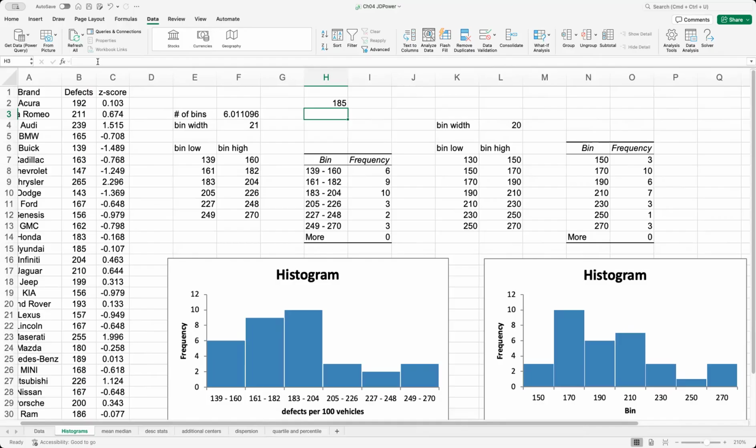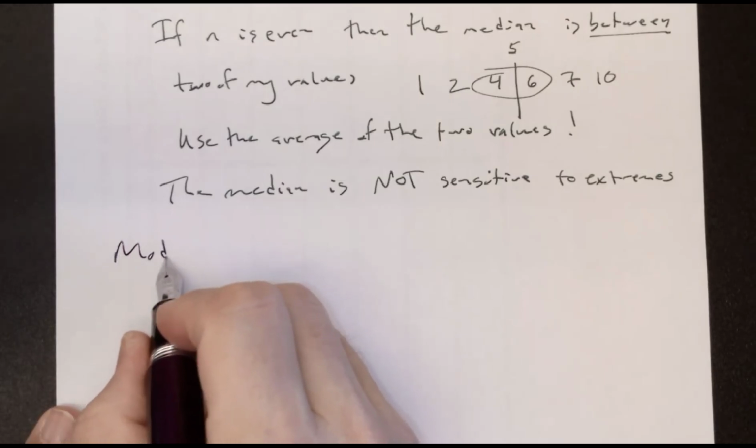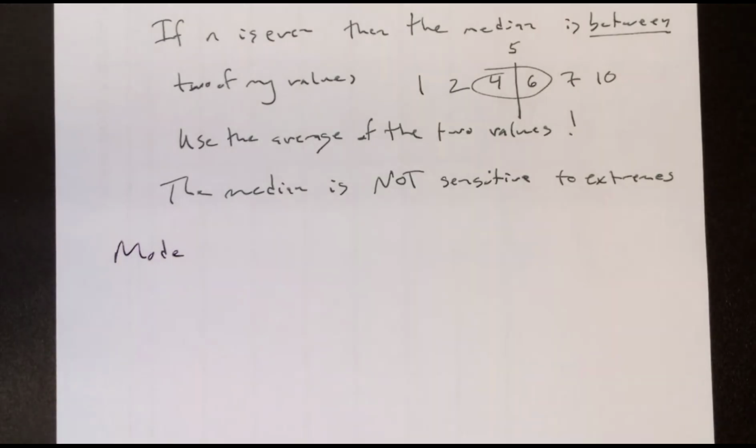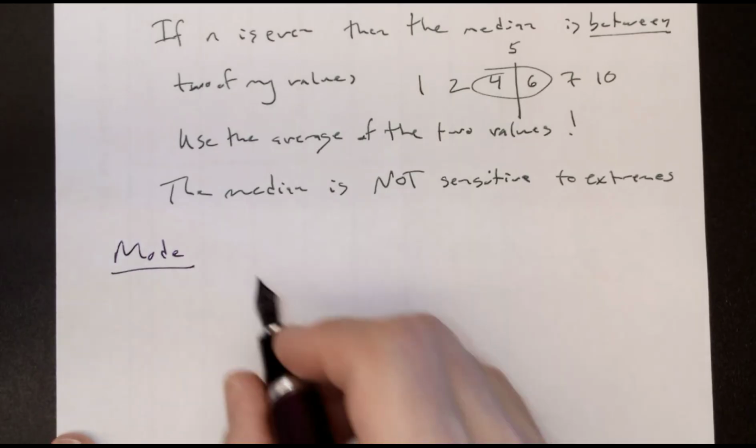I called it a modal class. The bar that is the highest is the modal class. But that's based on the word mode. And that is another measure of center. The mode is the most frequently appearing value in my data set.